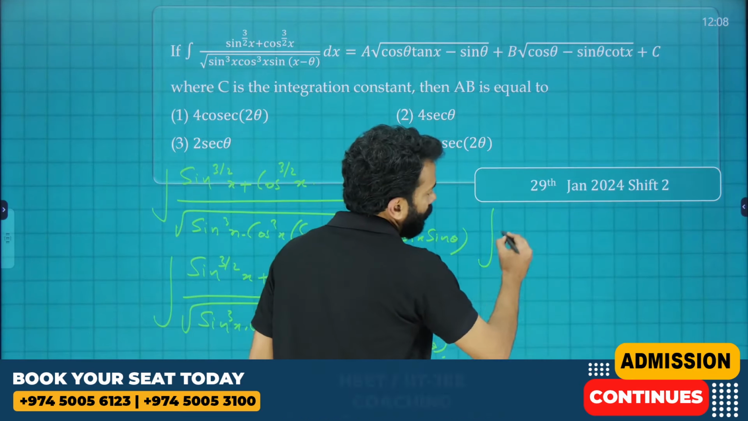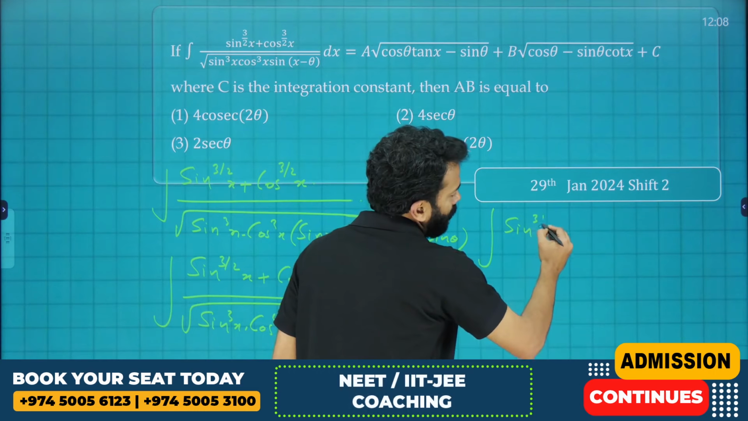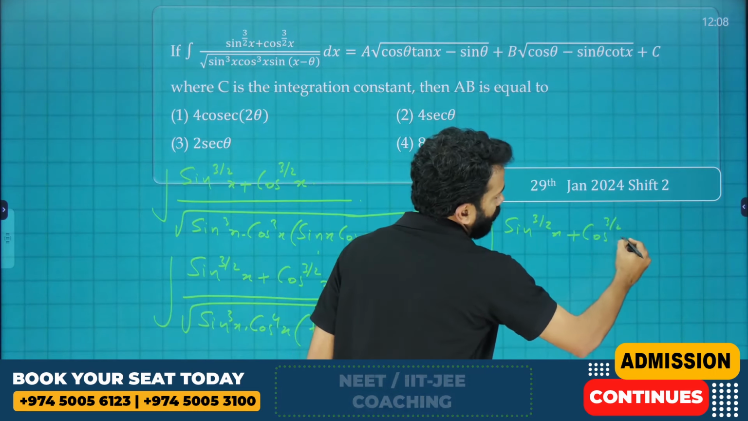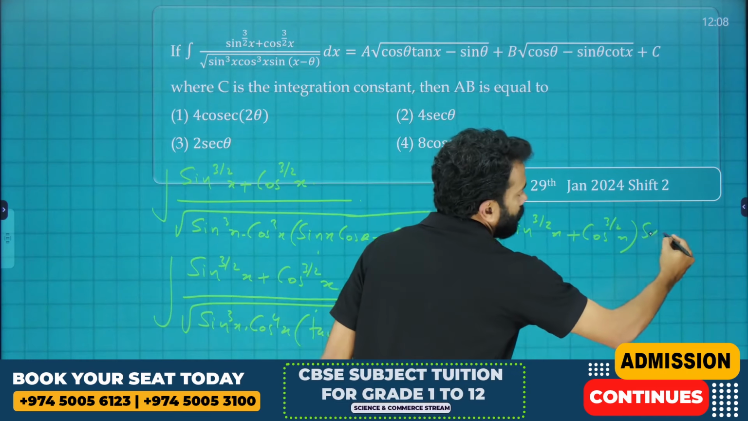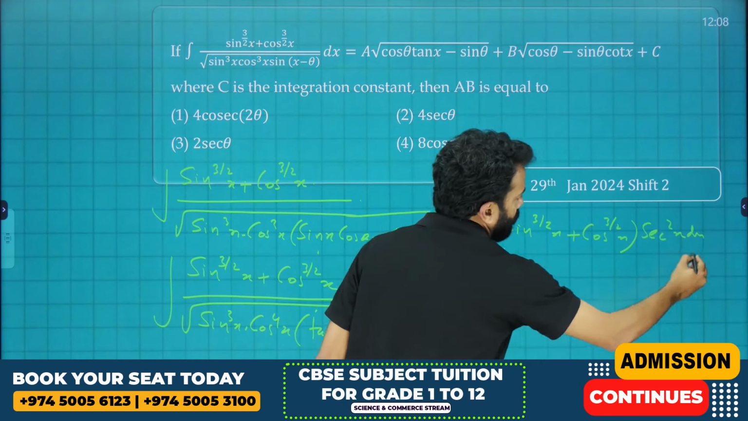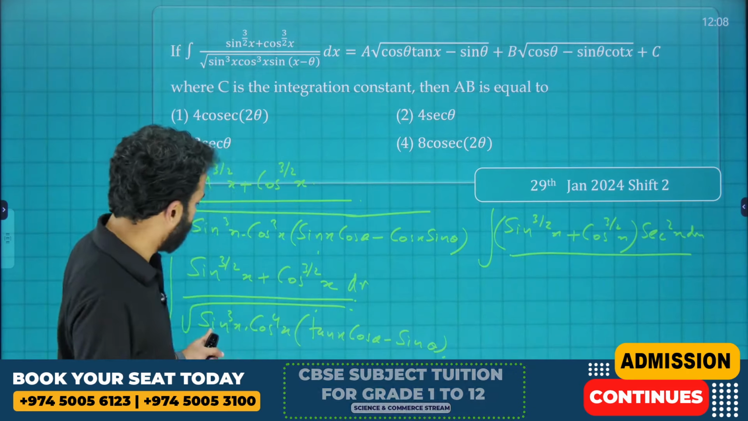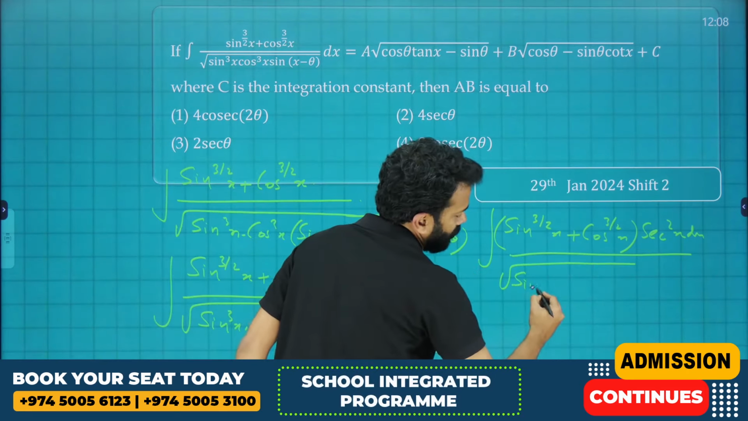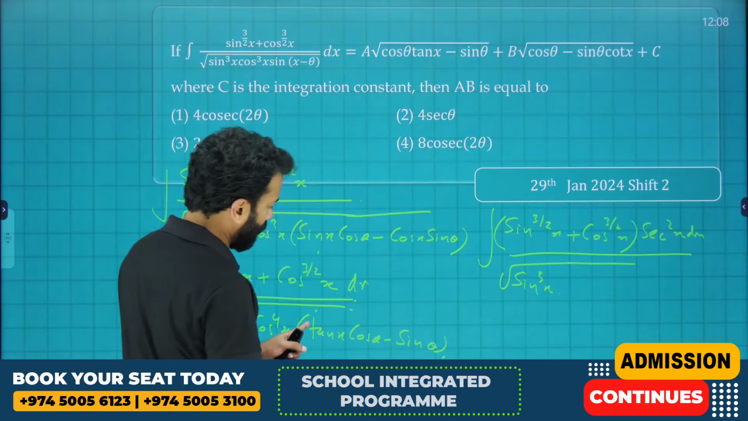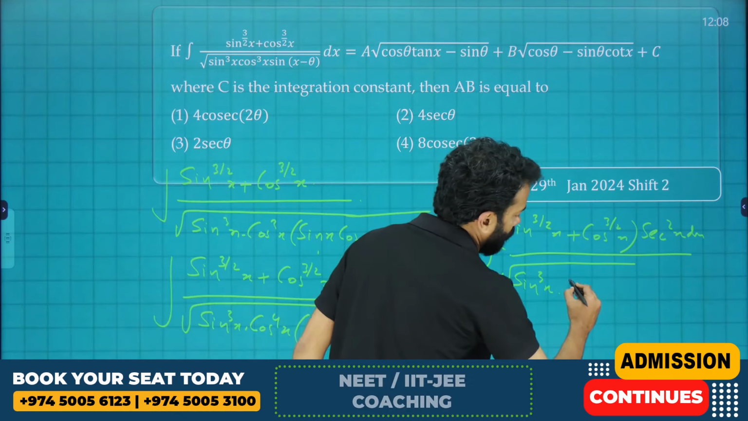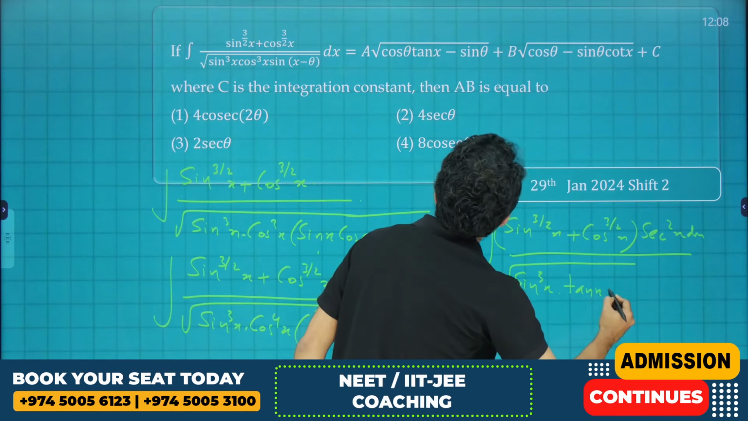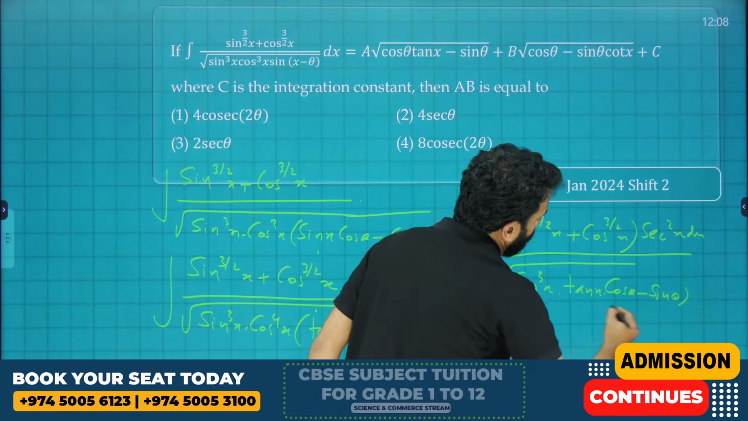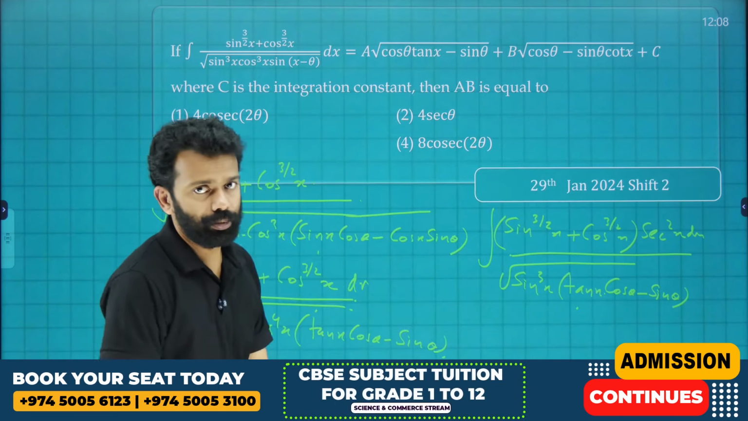Therefore, it will be sin raised to 3 by 2x plus cos raised to 3 by 2x, into sec square x dx, divided by square root of sin cube x into tan x into cos theta minus sin theta, that is tan x into cos theta minus sin theta. Okay, so what should be our next step after this?